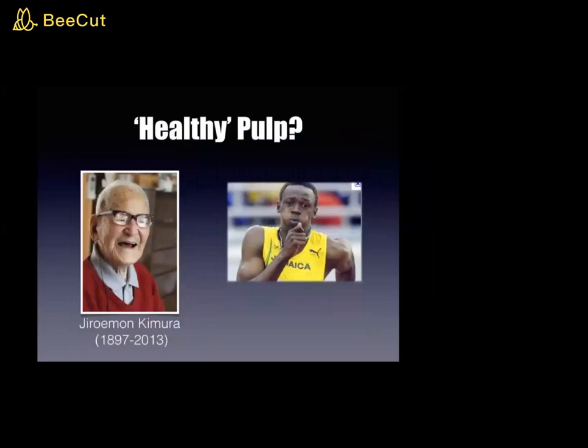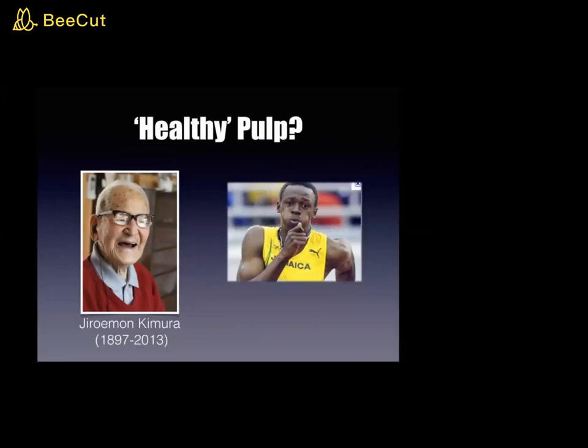Let's talk about the healthy pulp. Normally this slide I'd like to show, because both these people are healthy. The one on the left-hand side is a Japanese chap. He basically was 115 when he died, but he was perfectly healthy. The guy on the right, obviously most of you know, is Usain Bolt, who's actually a very healthy athlete. Both of them are considered healthy. But if you told both of these to do, say, a 500-meter sprint, the chances are that our friend Mr. Kimaru, he wouldn't make it.